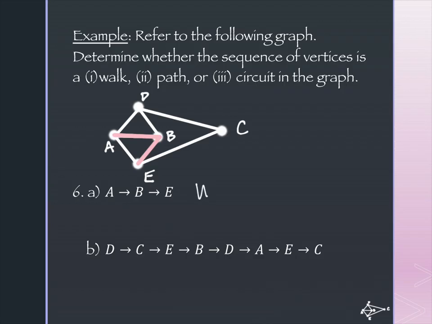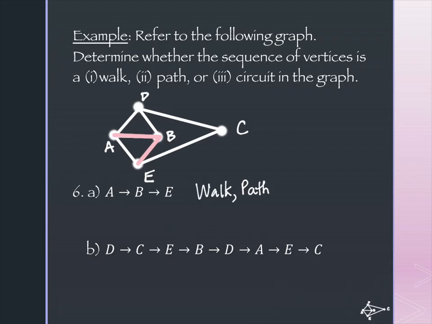I'll just change colors as I go. Is it a path? Yes, it is a path because we did not cross anything more than once. And the last thing: is it a circuit? No, it is not a circuit because we did not start and end at the same place. Okay, are we good so far?